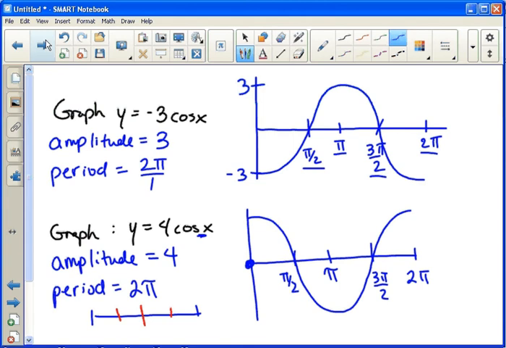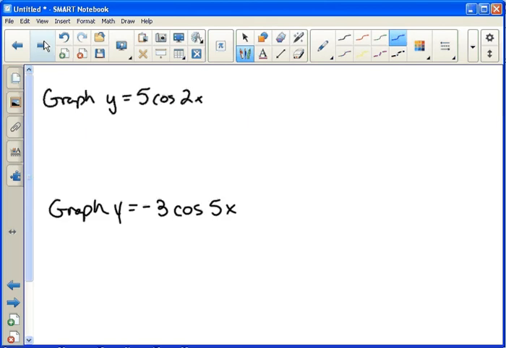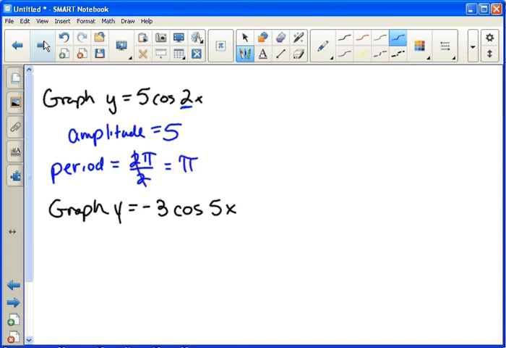Okay, now let's try y equals 5 cosine of 2x. So let's say the amplitude would be 5, and the period is going to be 2 pi over 2, because of that right there. You divide by that number, and so that cancels out and just gives you pi. So our amplitude is 5, our period is pi, excuse me. Okay, we're positive, so we start up top. And we go all the way over to pi, because we go the distance of our period.